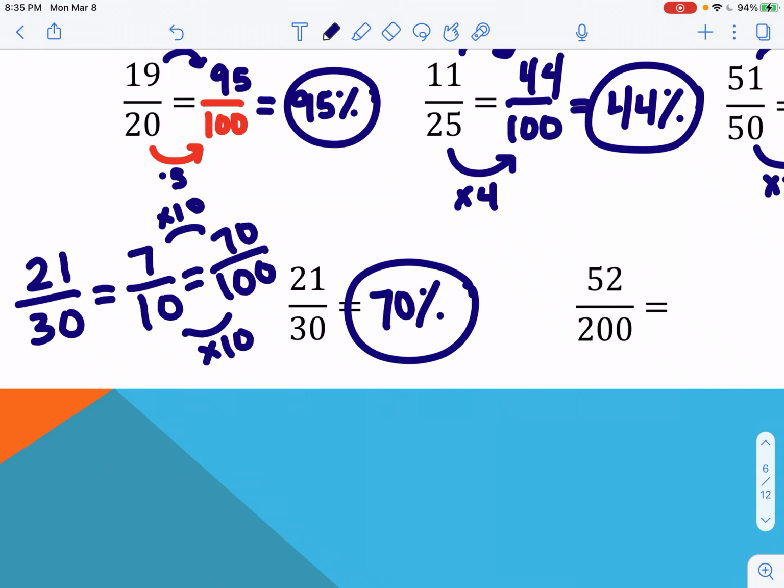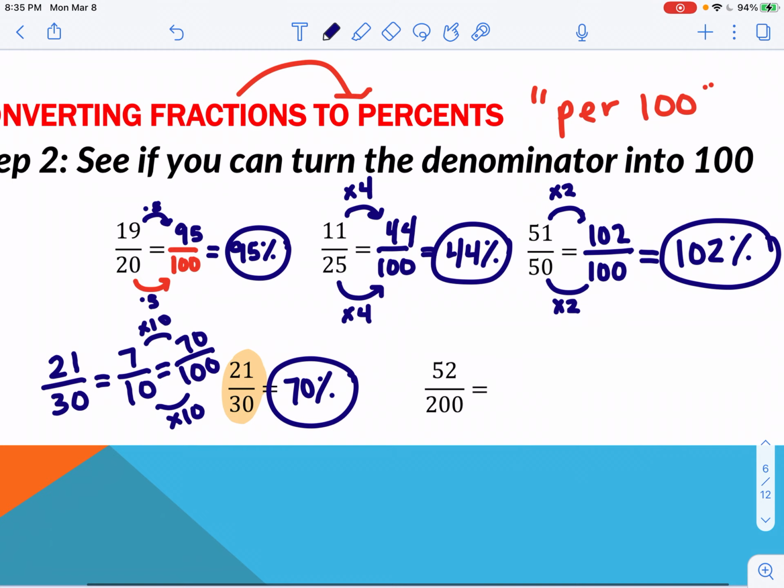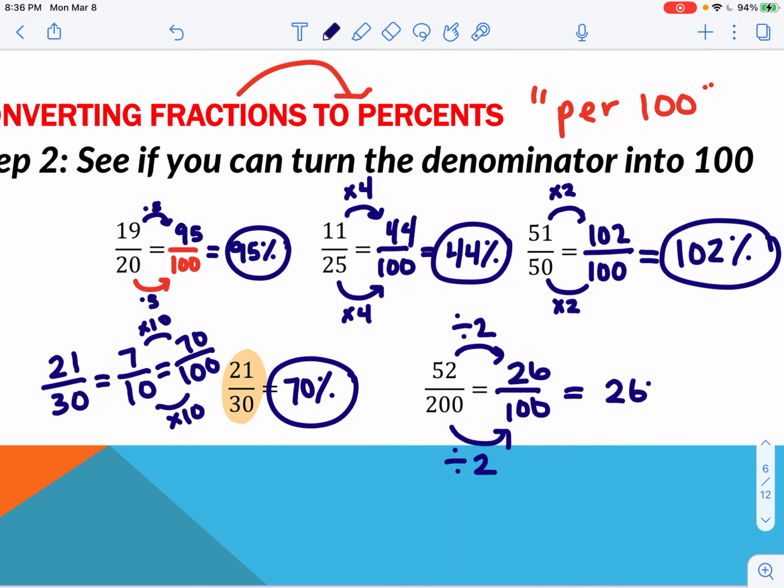I'm going to double check to make sure that that makes sense in the context. Well, 21 out of 30, I'm going to use that knowledge of test taking, right? If I got 21 out of 30 questions correct, well, I know 15 out of 30 is 50%. I've definitely scored over 50%, so that 70% does make sense. All right, let's get to our last one here. 52 out of 200. How can I possibly take that denominator and turn it into 100? Good, I can divide by 2. So then ask yourself, what's 52 divided by 2? Good, 26. So we get the answer of 26%.